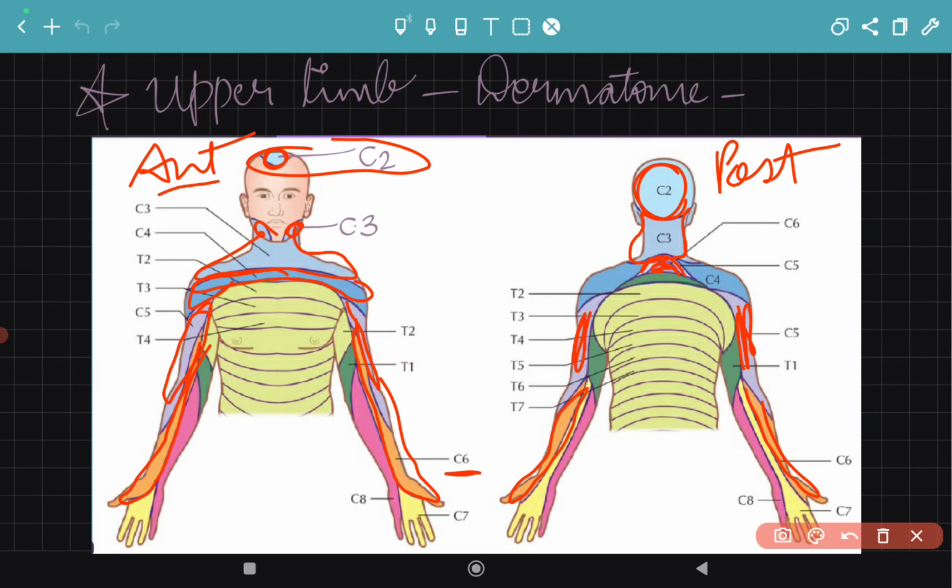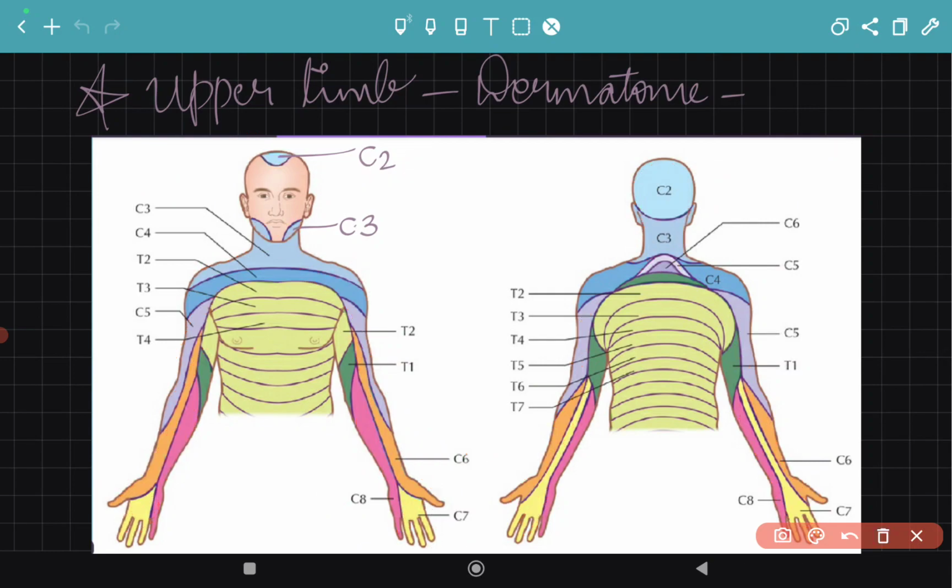Then comes C7. You can just come down. Here was the C6. Now the central part is C7, bilaterally, and anteriorly and posteriorly also. Then on the medial side there is C8, the pink colored one we can see, anteriorly and posteriorly. Then we descended this way: C2, C3, C4, C5. And now we are coming over here: C6, C7 and C8 this way. So we are moving up again.